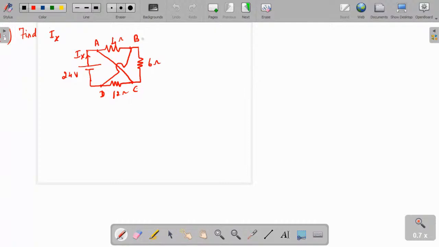So this was our first question. The question is: find Ix. This is your source current. So what is Ix? Ix is nothing but 24 volt, right? V by R. So it is going to be 24 volt divided by the equivalent resistance. So we have to find what is R equivalent.